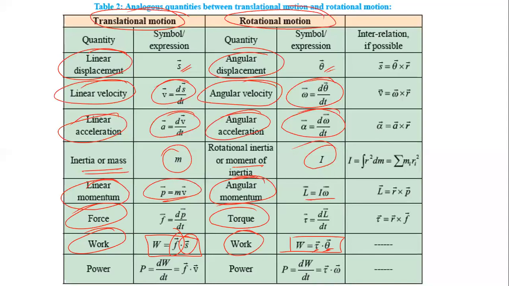Power in translational motion and rotational motion are analogous. You can see the formula. Power is work by time, and in translational motion we can write F into v. In the same formula, F is replaced by torque and v, the linear velocity, is replaced by angular velocity. So we get the analogous formulas.